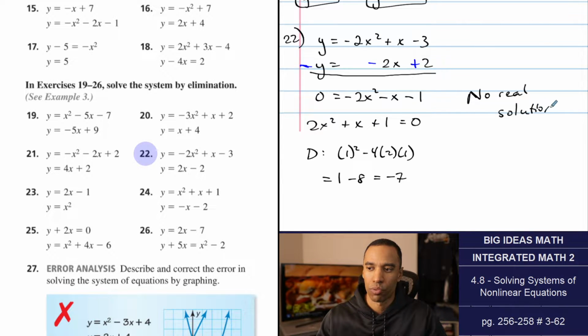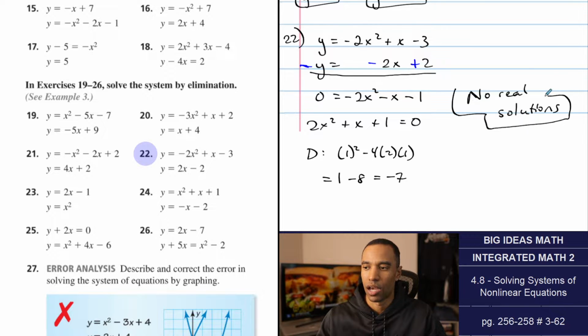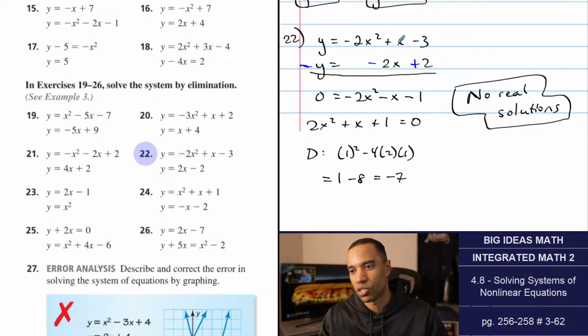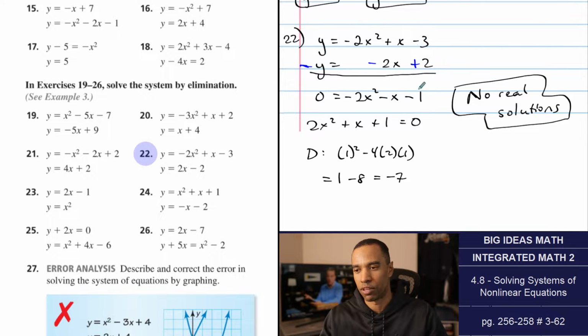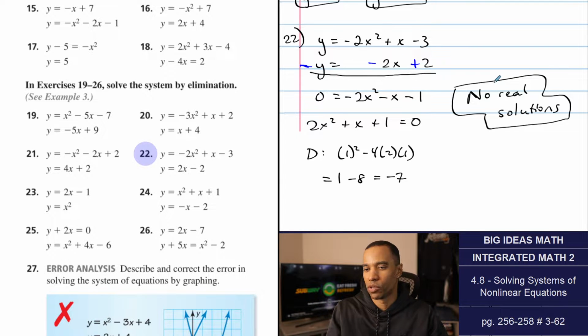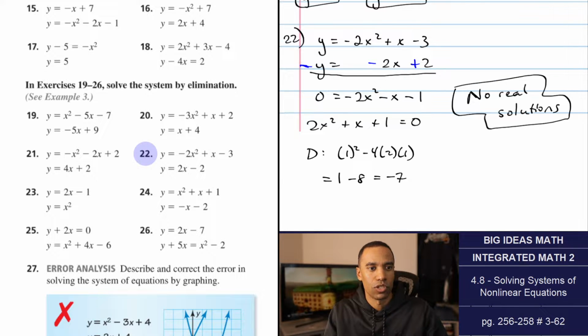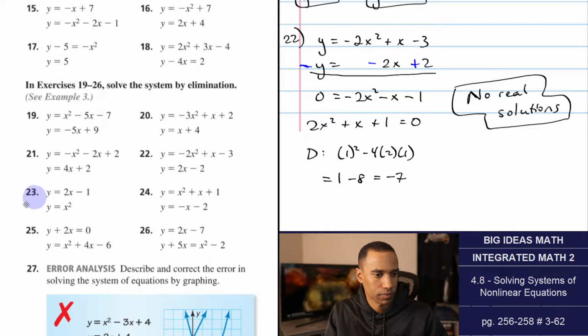Assuming I didn't talk through the subtraction phase incorrectly, we changed all those signs up. Those are the net values that we got. That seems to work out. So no real solutions for number 22. They just don't intersect. Number 23.